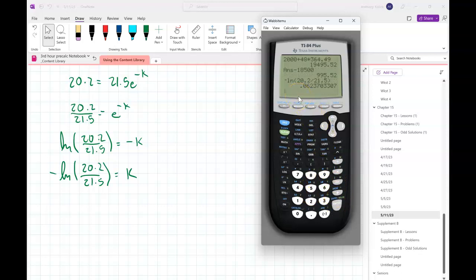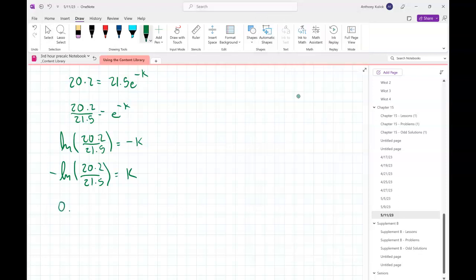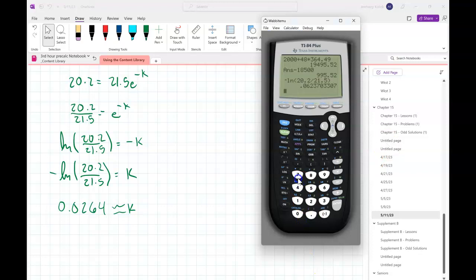So that's my K, about 0.0624. But I'm going to store this now because I'm going to use this in a moment. I'm going to store this as K as soon as I find the K in my alphabet. There it is.